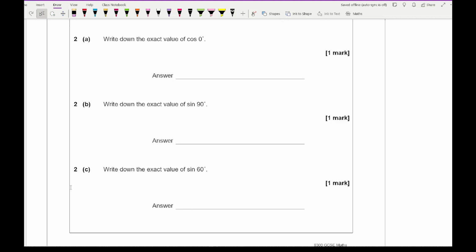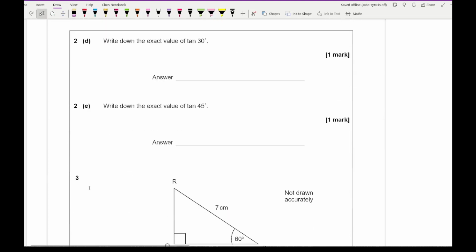So ideally, if you can have some form of knowledge of the trig graphs, it will make all these types of questions that little bit easier. So the exact value of cos 0 is 1. The exact value of sine 90 is 1. And the exact value of sine 60 is going to be √3 over 2. Then moving on to 2d, it says write down the exact value of tan 30, and the exact value of tan 30 is √3 over 3, or 1 over √3, depending on whichever floats your boat.